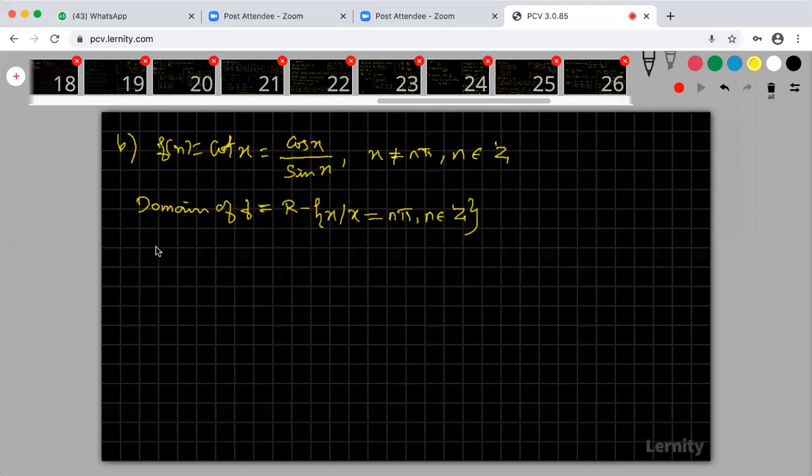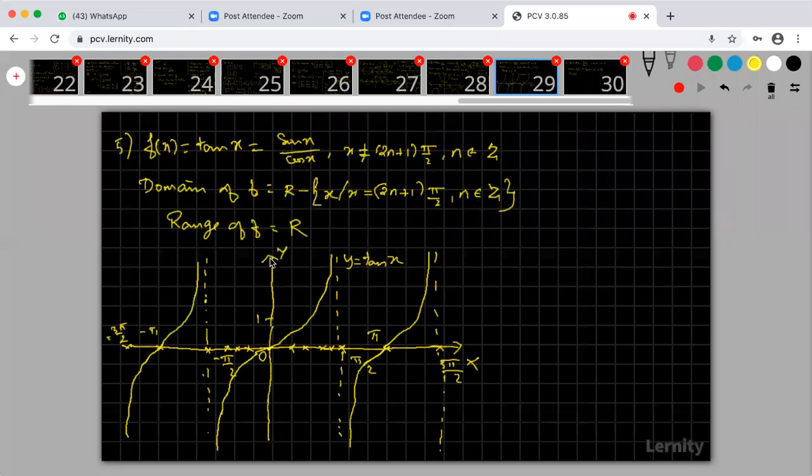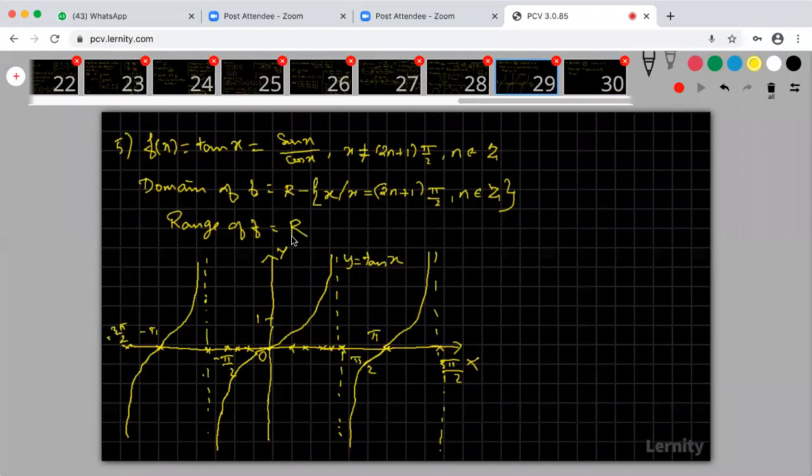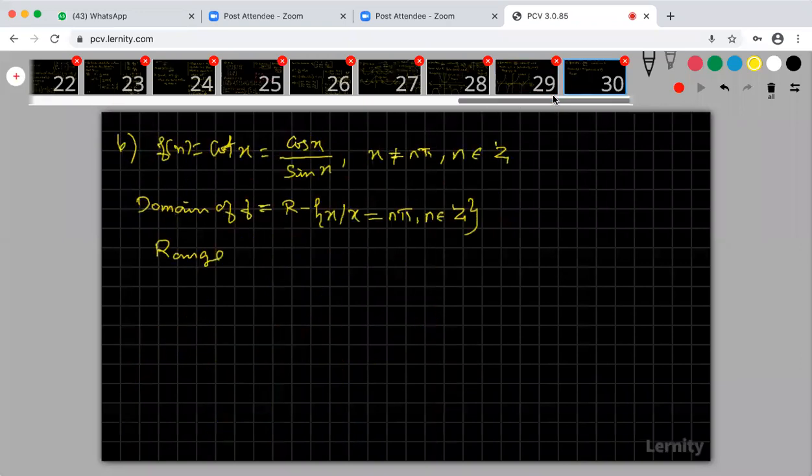And what is the range of the function? The range is R, because all y values are taken here. Look at that, all positive y values are acting as an image, and all negative y values are also acting as an image. So all y values, the set of all real numbers, is my image. The range of f is real numbers only. See the graph.